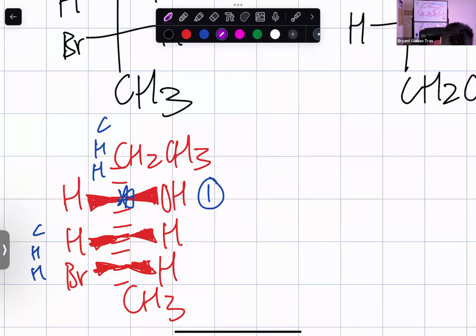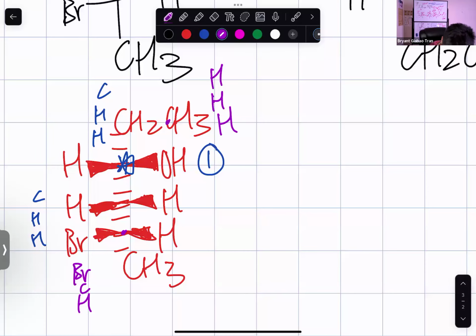If there's a tie, then you look at the next one here, which is going to be this carbon here. This carbon here is attached to 3 hydrogens. This carbon here is attached to a bromine, a carbon, and a hydrogen. The bromine takes priority over the hydrogen, so the bottom one is going to be priority number 2. This is going to be priority number 3. Hydrogen is the lowest priority, number 4.